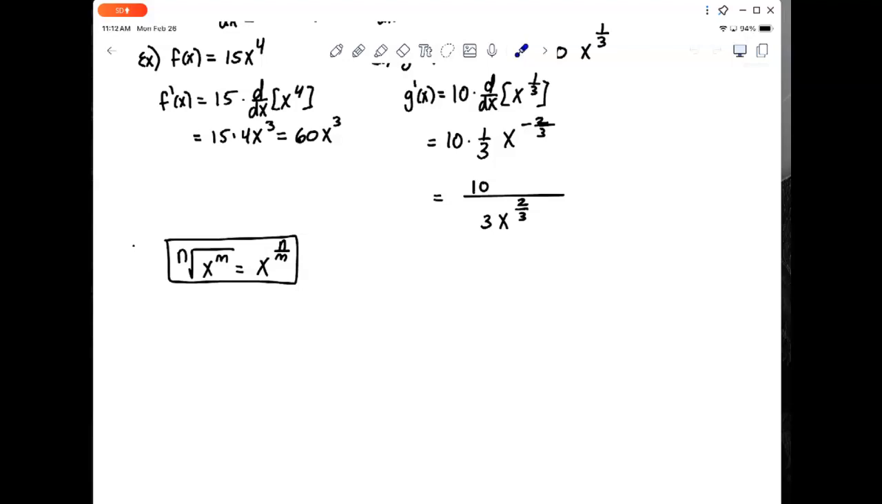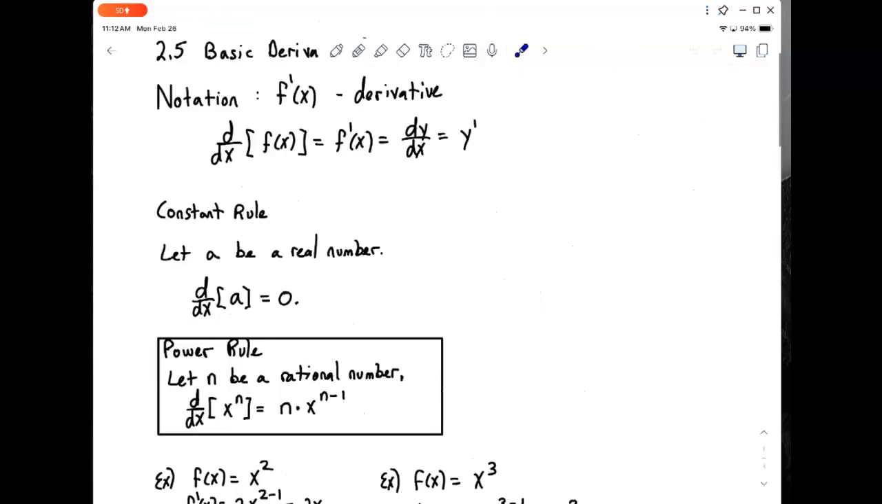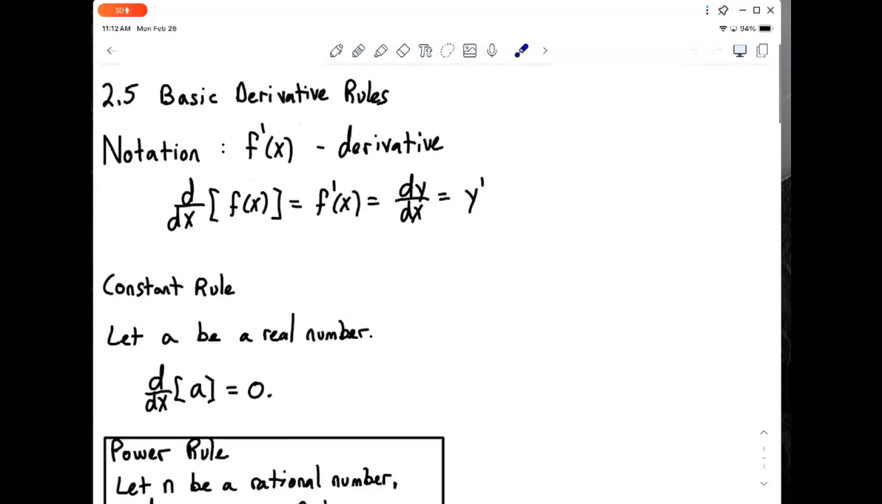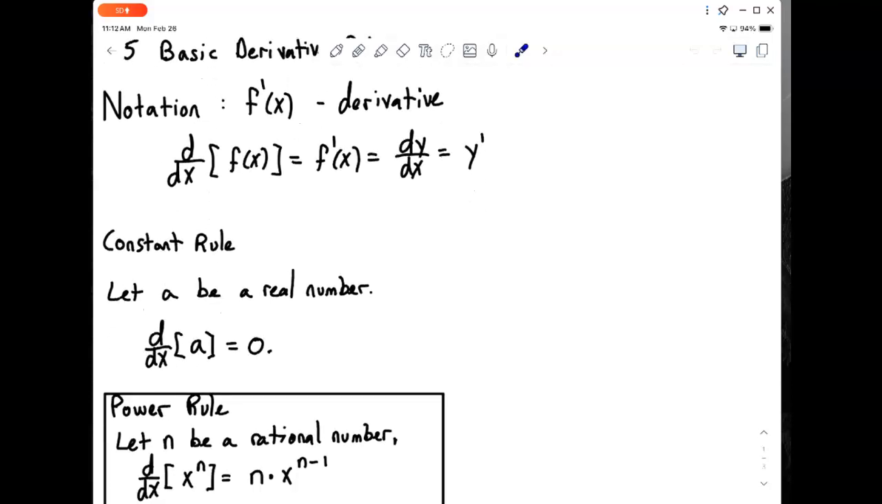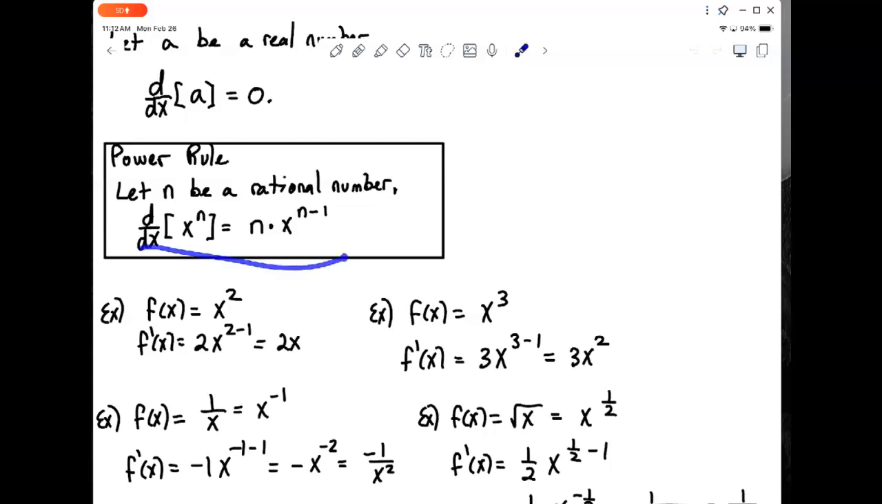Okay, so welcome back. Last time we started to develop our basic derivative rules to kind of speed up the derivative process. So the first thing we had is that anytime we take the derivative of a constant, that derivative is 0. And then the big one for us is this power rule.